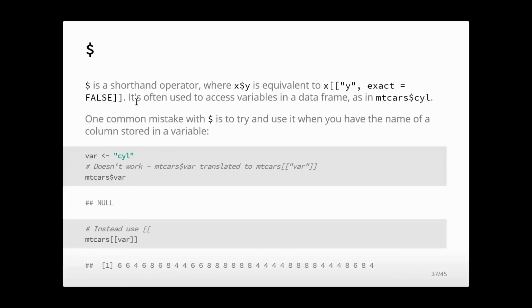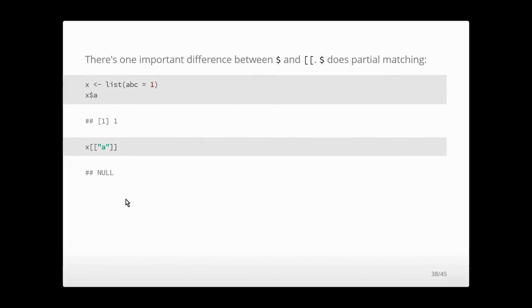And okay, if you try to do it this way, like if you have var equal to the character string "cyl", this is not going to work because there's no column named var. So you'd have to use mtcars double bracket var. Otherwise, you would just use mtcars$cyl. Okay. Partial matching works. Whereas if it's named abc and you use $a, it'll match. Whereas if you did double bracket a, it's not going to match.